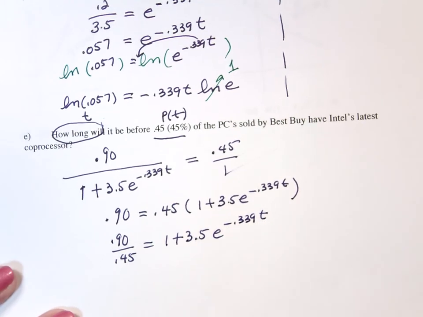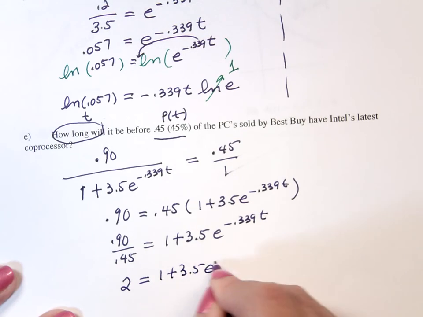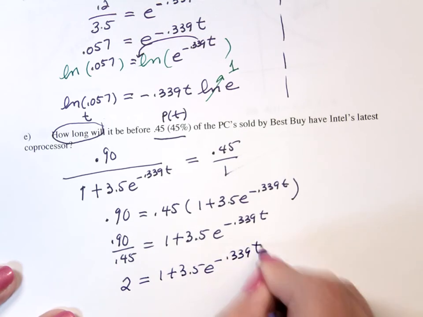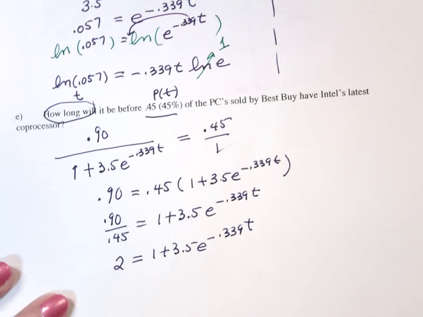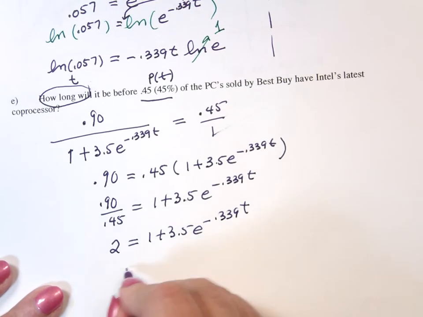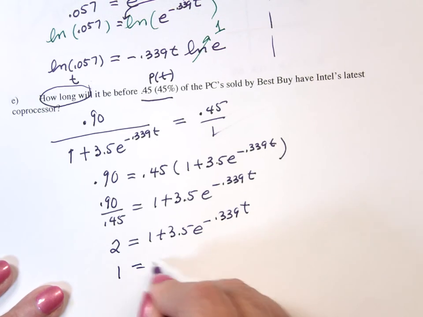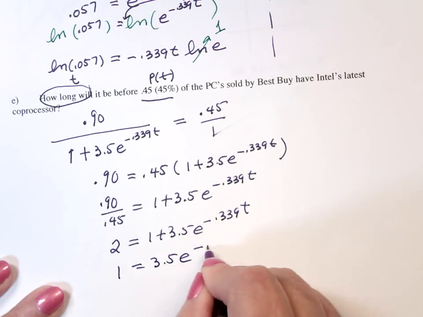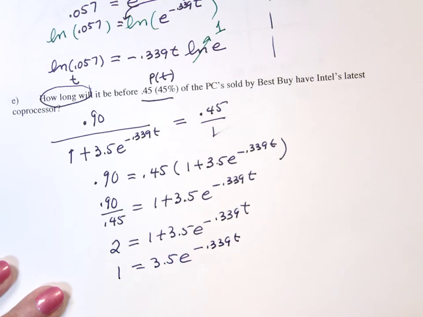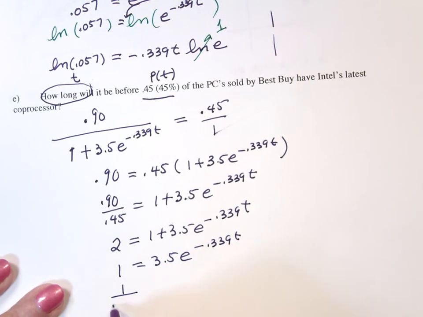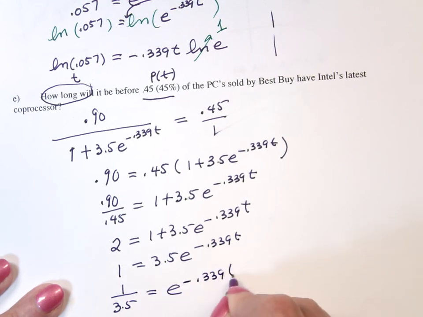And that should be 1/2, 0.90. No, it's going to be 2, isn't it? 0.45. It's going to be 2. 1 plus 3.5e to the negative 0.339t. Once you work enough of these, you actually know where it's going. So 1 equals 3.5e to the negative 0.339t. Divide by 3.5, so 1 over 3.5 equals e to the negative 0.339t.